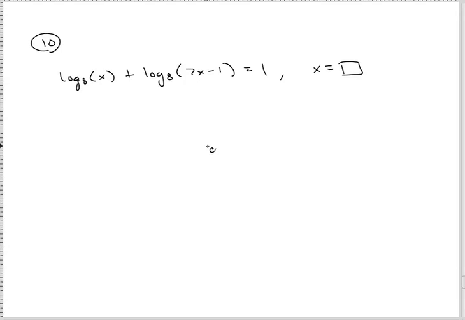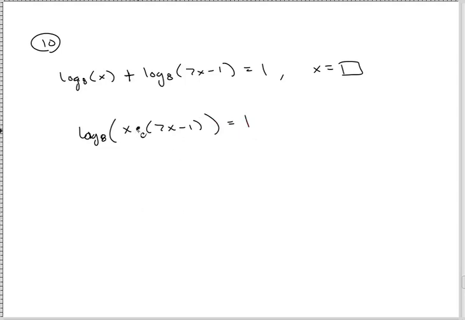So we got logarithms, and we need to solve for all this stuff all together. This one's a little different than the other ones because I got two of them. Well, notice that there's a plus sign between them, so that means that you're going to have a multiply on the inside. And this is the log base 8, so you got x times the 7x minus 1. Okay, cool.